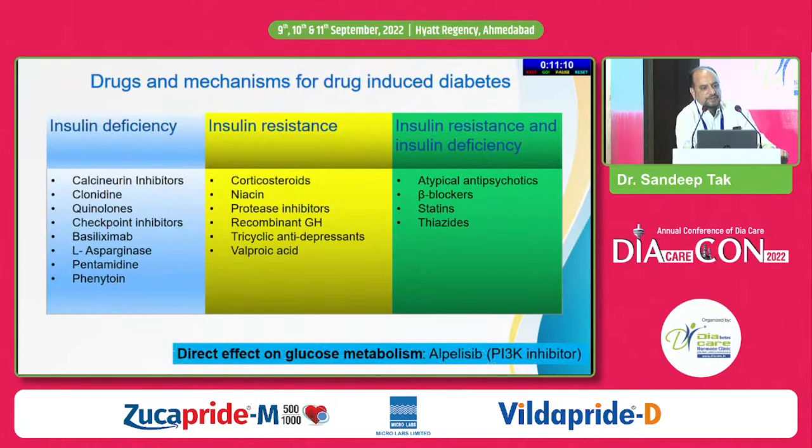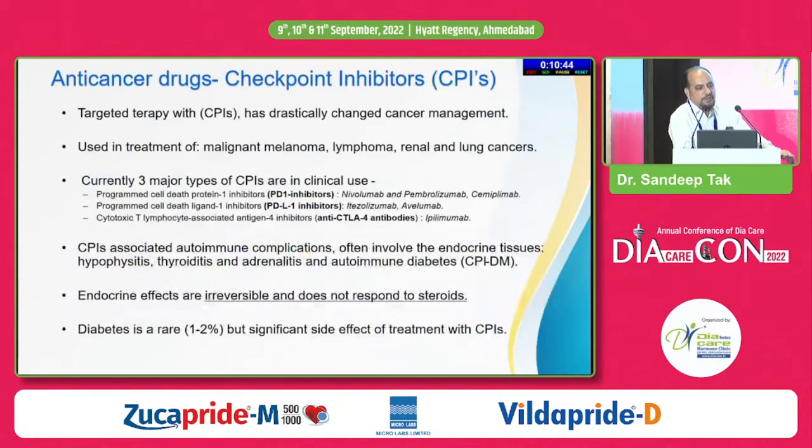So these are the various mechanisms why these drugs can cause hyperglycemia or diabetes. It may be because of insulin deficiency, insulin resistance, or a combination of insulin deficiency and insulin resistance. And this newer drug, alpelisib, a PI3K inhibitor used in breast cancer, has a direct effect on glucose metabolism. We'll be discussing each important one briefly.